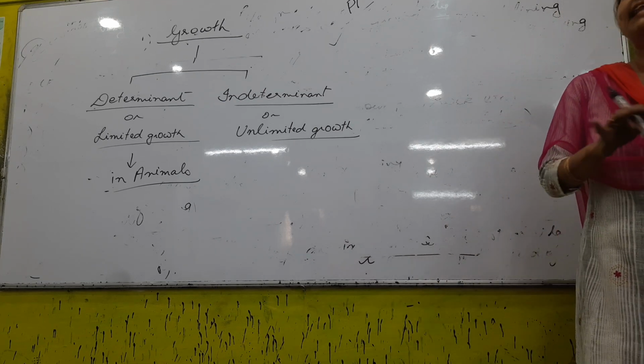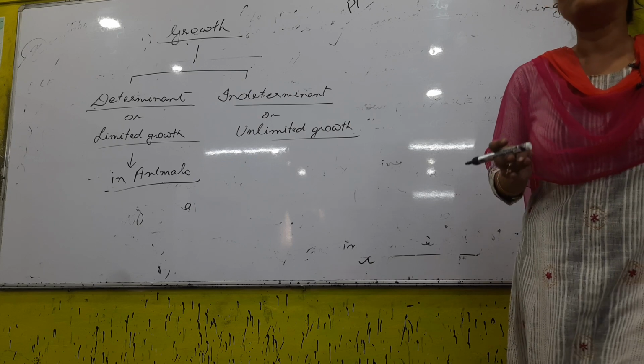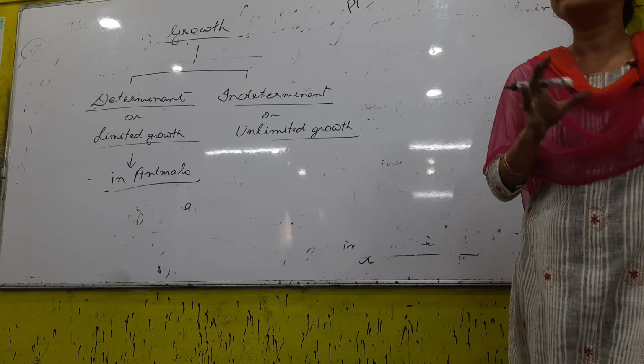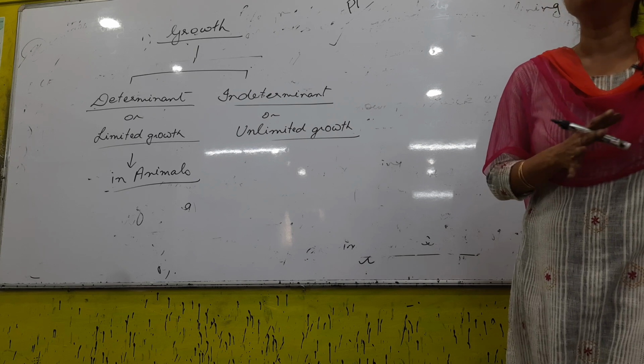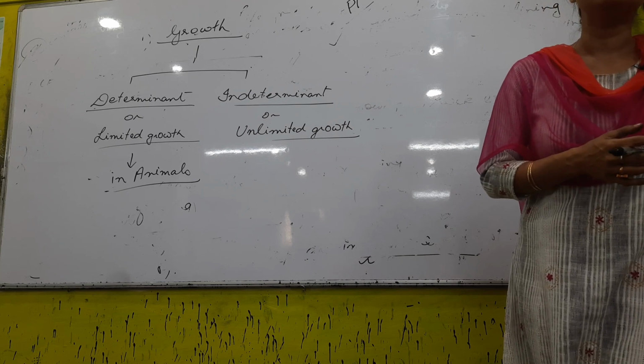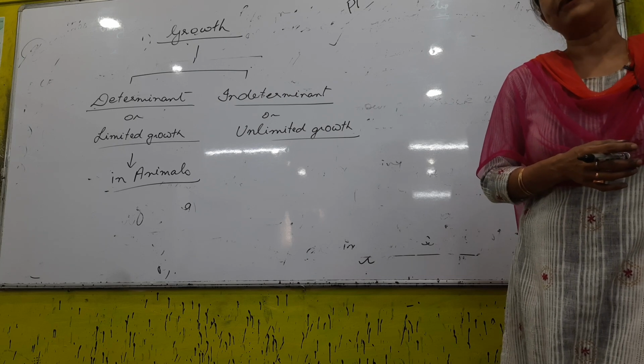So similarly, in any case of any type of fruit, any type of flower, they will always have a definite growth. Is the point clear here? Plants generally show unlimited growth. But which part are we talking about? We are talking about the shoot apex and the root apex.